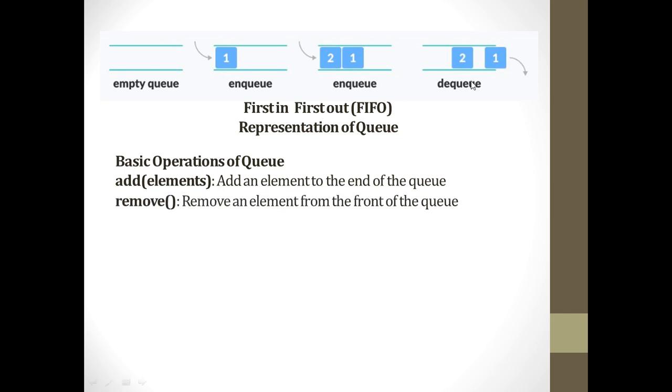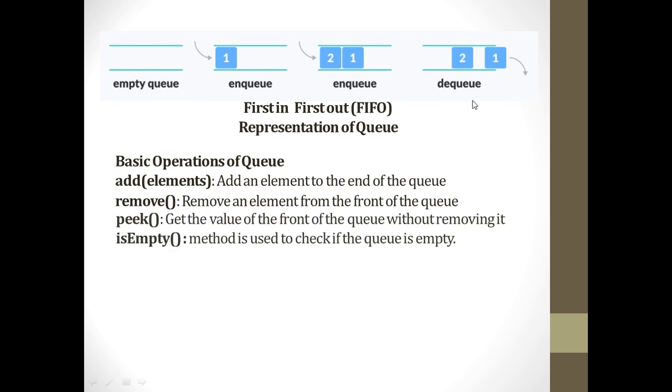And to remove from the queue, you must type remove and open and close parentheses to remove an element from the front of the queue, just like how lines work in real life. And the peek method here is to get the value of the front of the queue without removing it. And isEmpty, open and close parentheses, is a method to use to check if the queue is empty.